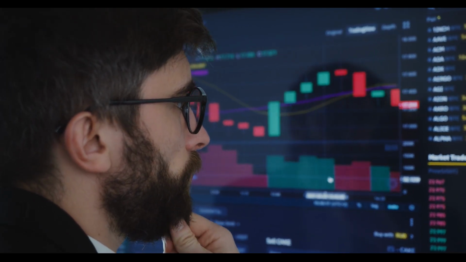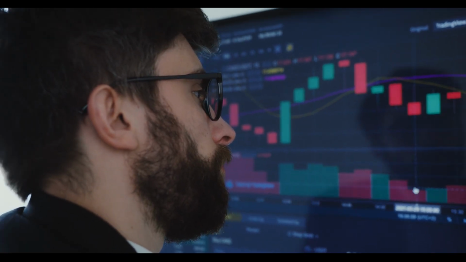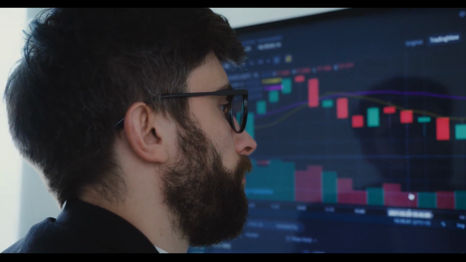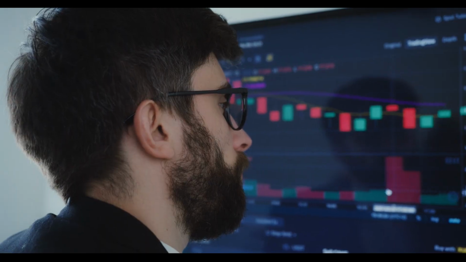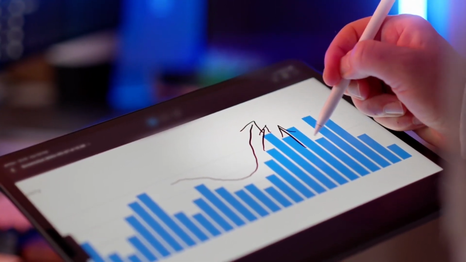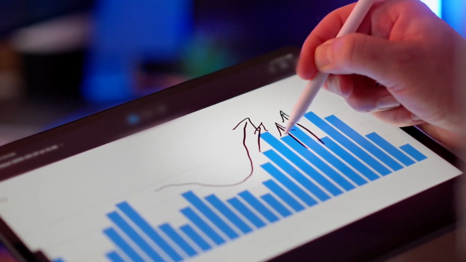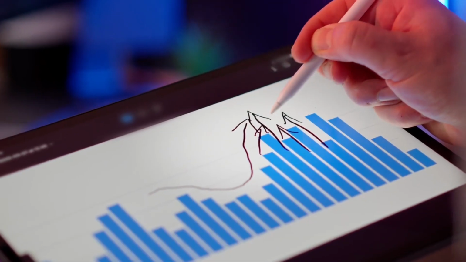$50. With the AI's predictive analytics, she held onto the stock until it surged to $100, realizing a $10,000 profit on her investment of just $5,000. This case illustrates the power of combining human intuition with AI-driven insights to maximize investment returns.